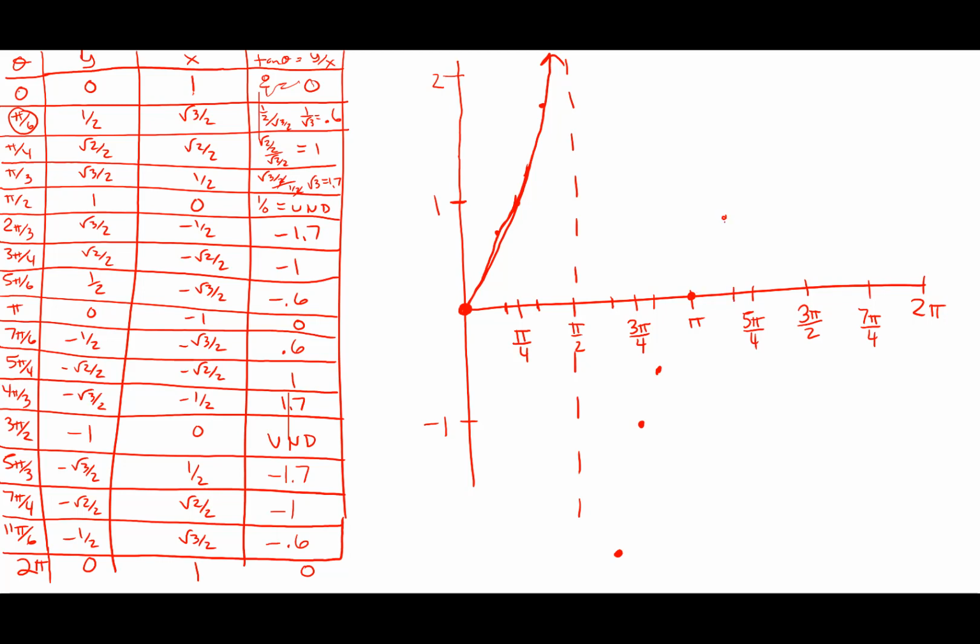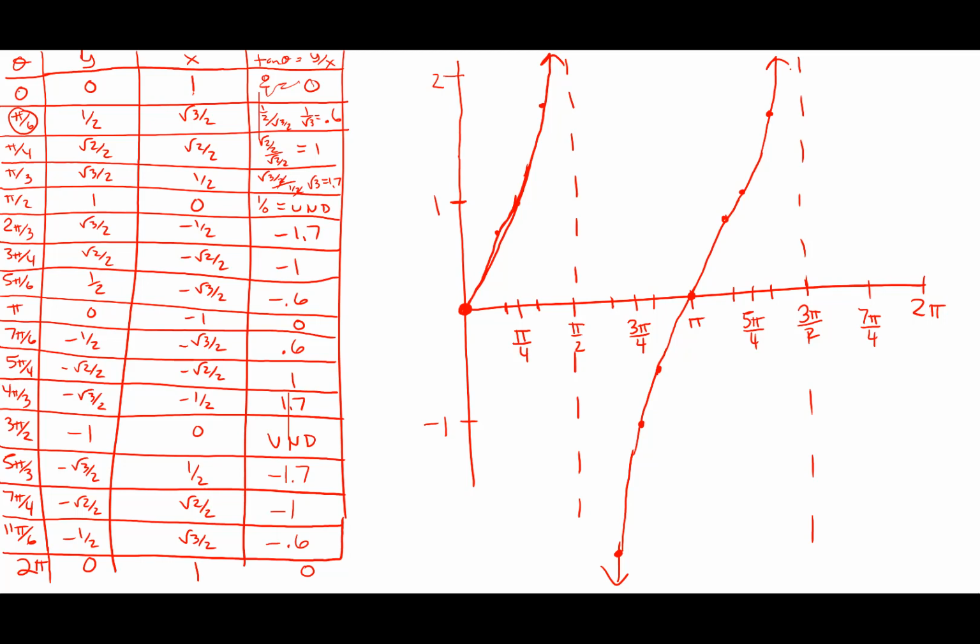Here's my 0.6. At 5 pi over 4, it's a 1. At 4 pi over 3, it's a 1.7 again. And at 3 pi over 2, it is undefined. So now we kind of see what's happening here. It's coming from the bottom, because it's undefined. It's making this little bend like this. And it's curving out again to do the same exact thing.